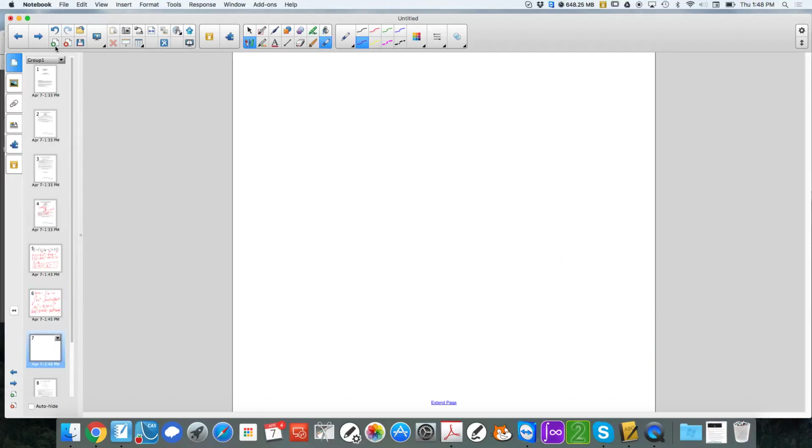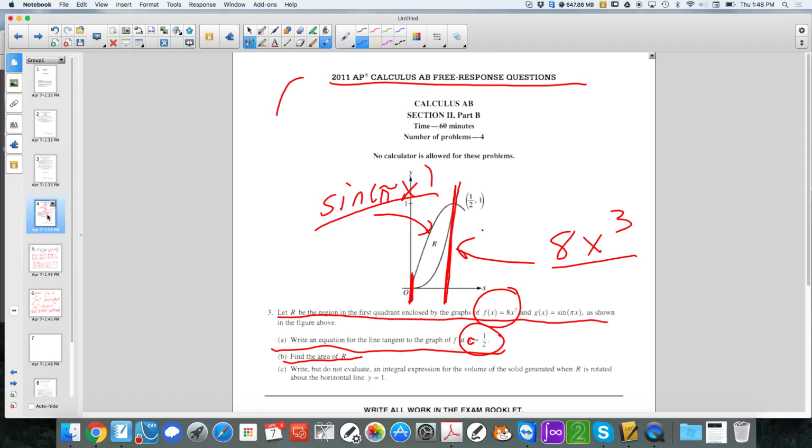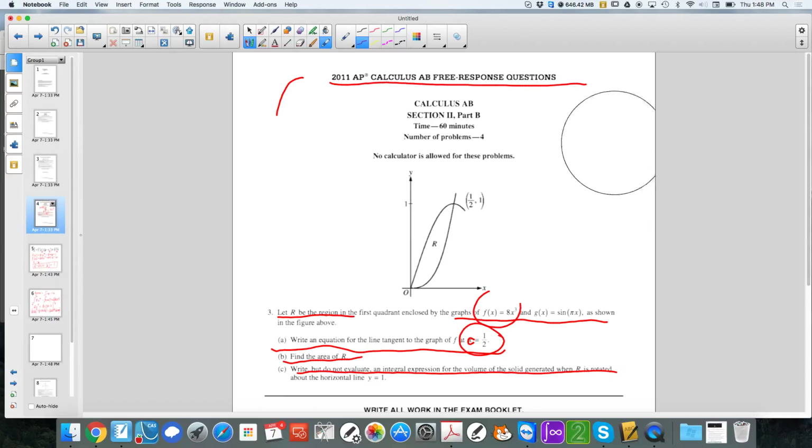So, last part of the problem. Let's see what they asked me to do here. Write, but do not evaluate, an integral expression for the volume of the solid when R is rotated around the line y equals 1. Okay, Peter, they asked me to come up with a number for this? They are not. I'm going to draw the line y equals 1 on there. The line y equals 1 is right here.